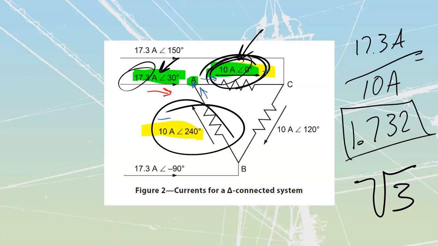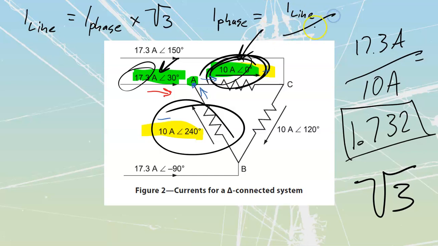We can develop a set of formulas off of that. Once again, we can say that I line is equal to I phase times root 3. And if I want, I can take that formula and divide out the root 3 to isolate for I phase. That would be I phase is equal to I line divided by root 3. And this is going to be for any sort of a delta system.